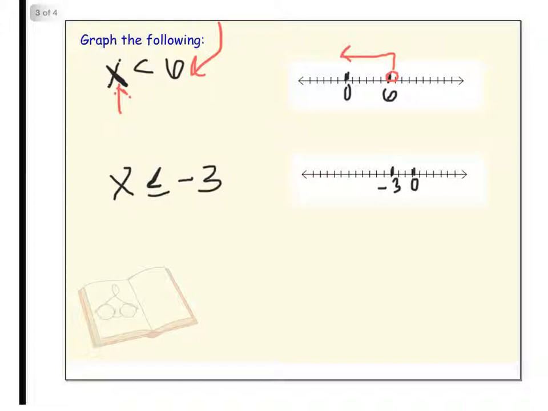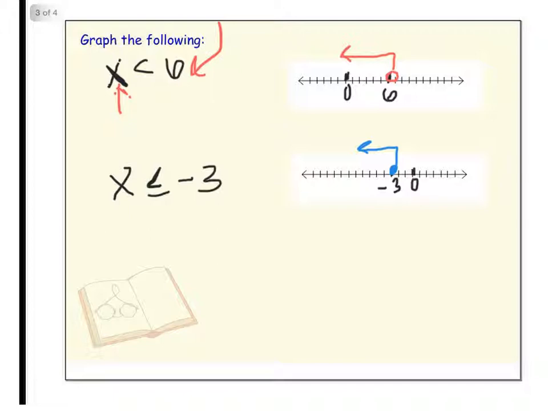Now let's look at the bottom one. x is less than or equal to negative 3. Alright, so it's less than or equal to. So since it can be equal to negative 3, I'm going to do a closed dot. And now again, I have to ask myself, should my arrow point left or should my arrow point right? Well, I'm looking for numbers that are less than or equal to negative 3. So they have to be smaller than that. Also going to point left.